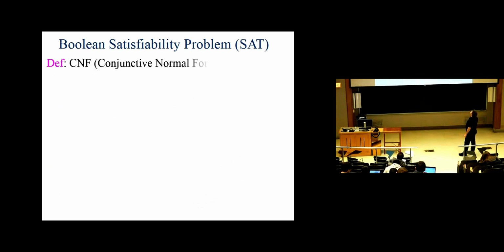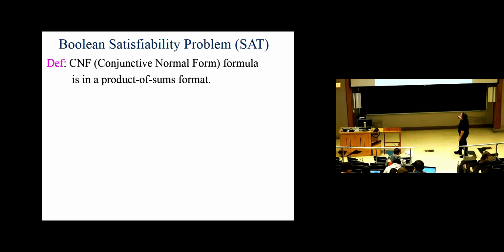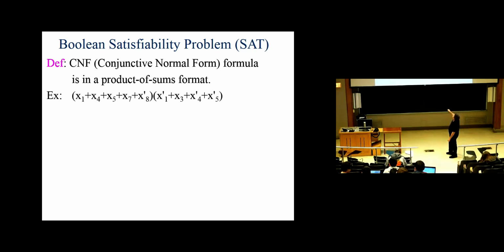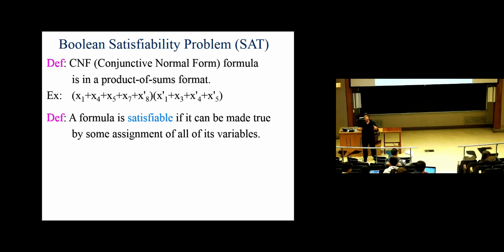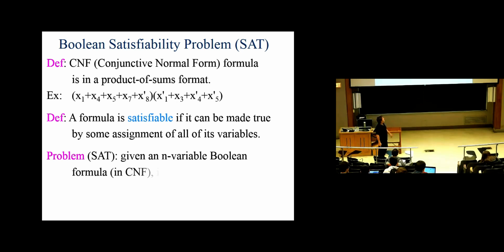All right, so here's SAT in more detail. You give a Boolean formula in conjunctive normal form, which means product of sums, where product is and, sum is or, and apostrophes denote negation, right? So here's a formula in conjunctive normal form, and the formula is satisfiable if and only if it can be made true by some assignment of the variables to some truth values. We don't care which. As long as one exists, it's satisfiable.